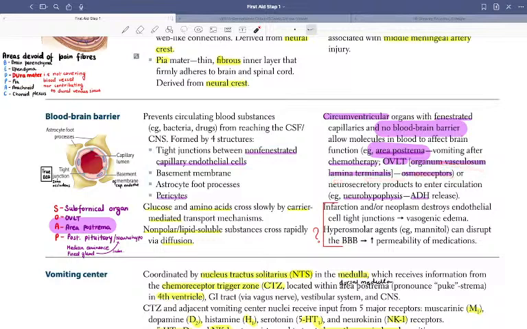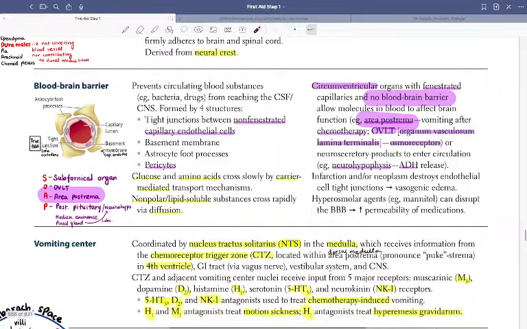Next is this, where I have put a question mark. Infarction and or neoplasm destroys the endothelium, so that's why you have vasogenic edema. Fine. Okay, if the endothelial tight junctions are disrupted, then obviously there will be movement of water and all. Hyperosmolar agents like mannitol can disrupt the blood-brain barrier and increase the permeability to medication. So this is also something to be noted. Mannitol can disrupt the BBB.